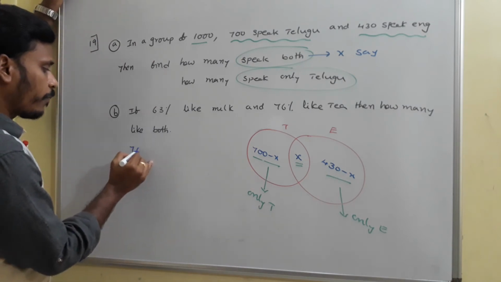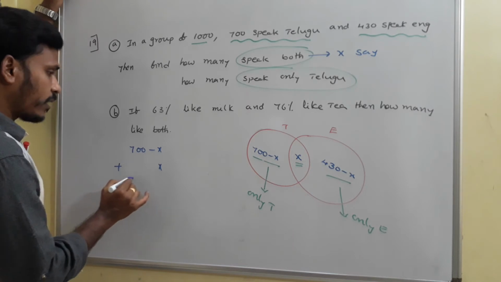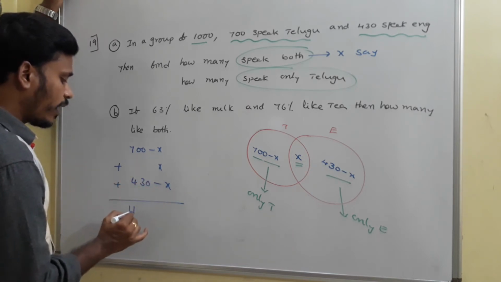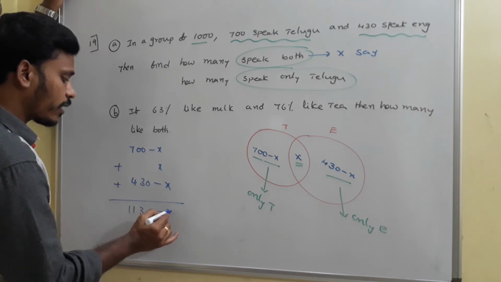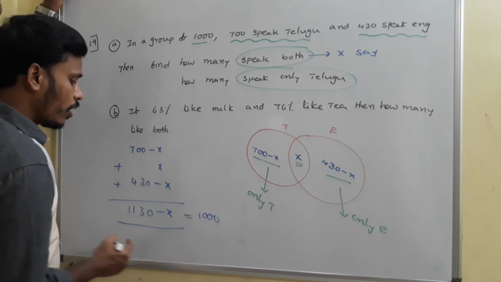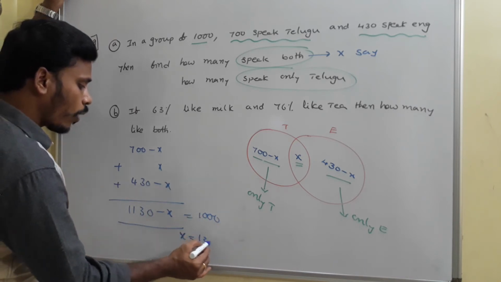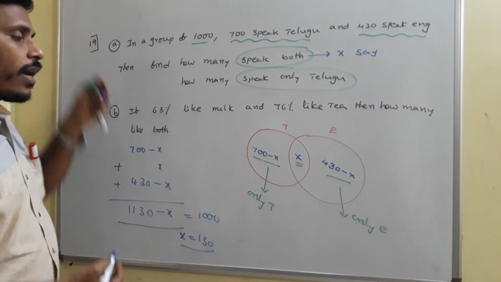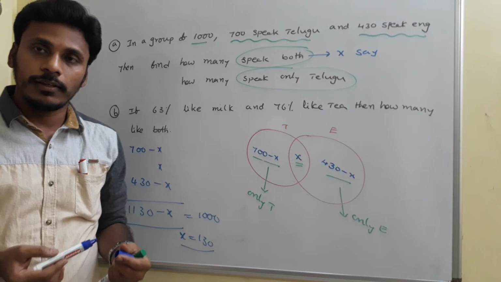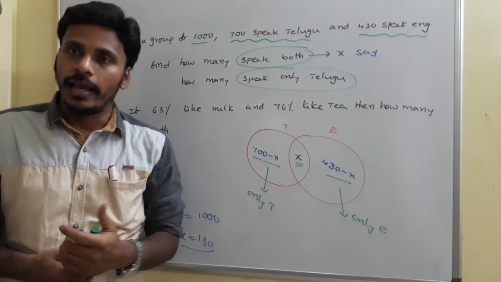So at the end, 700 minus x plus 430 minus x. If you add, you will get 1130 minus x, and this total value is given as 1000. So this value is 1000. At the end, x is equal to 130. So without using the n of A union B formula, we found that x is equal to 130. So it is very clear that 130 persons speak both the languages.